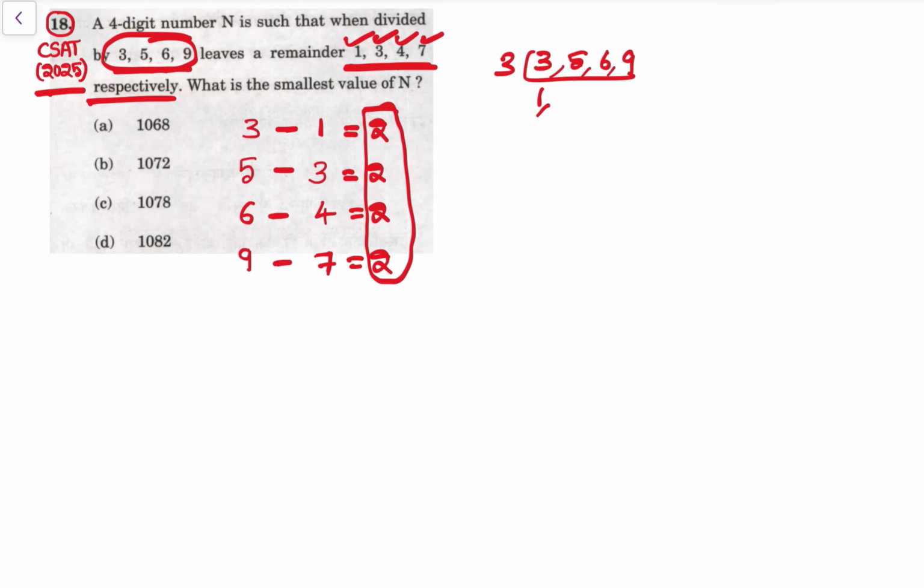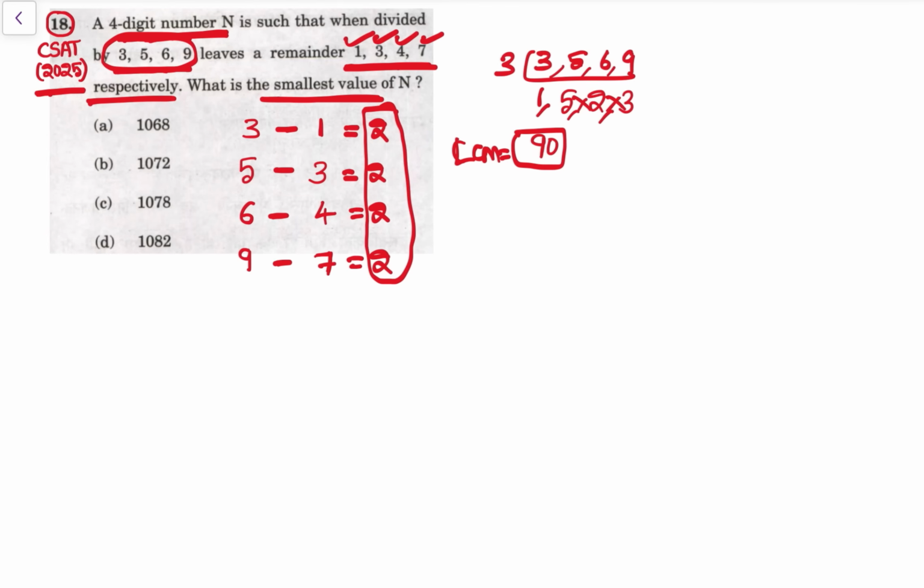So 3 ones are 3, 5, 2 threes are 6, so 5 into 2 is 10, 10 into 3 is 30, 30 into 3 is 90. 90 is the LCM. We need 4-digit numbers such that when divided, it leaves these remainders respectively. The smallest value of n is? See, now what do we need?